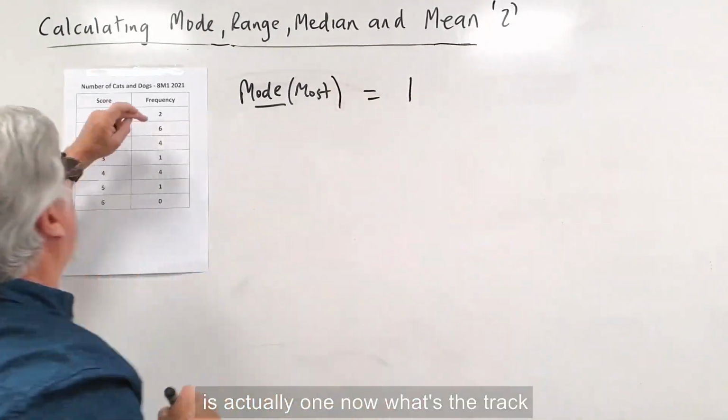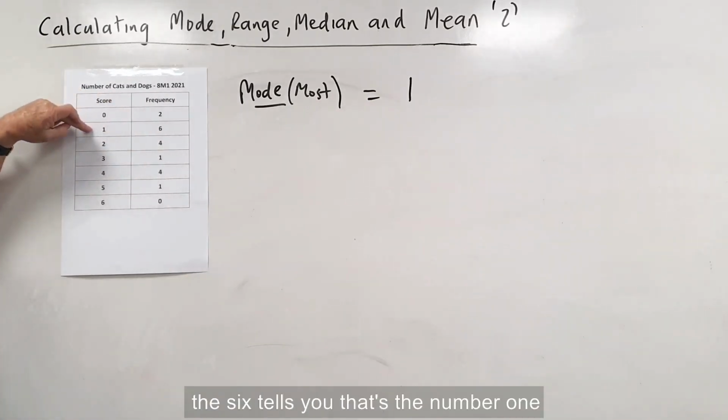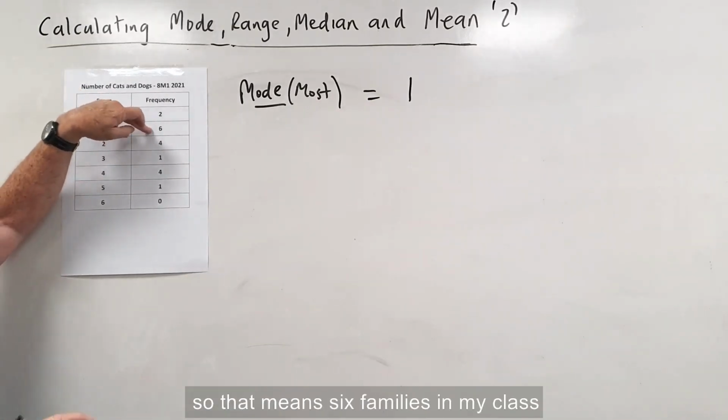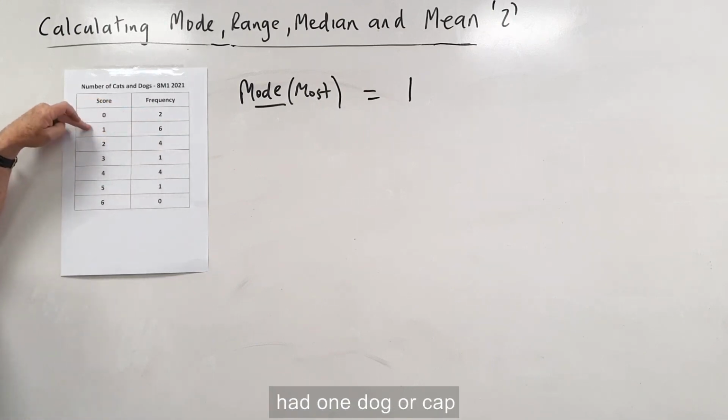Now what's the trap? It's not the 6. The 6 tells you that it's the number 1. So that means 6 families in my class on that day had 1 dog or cat.